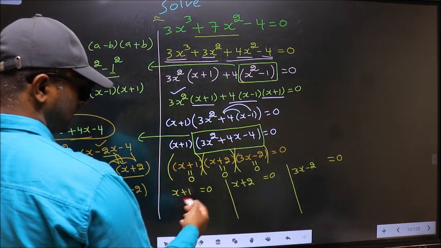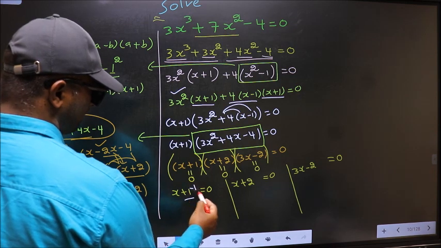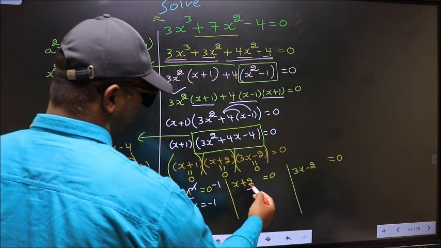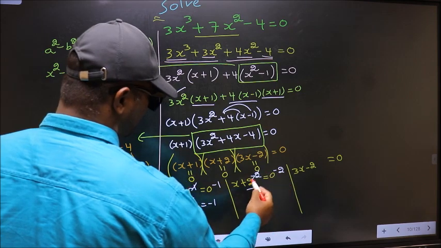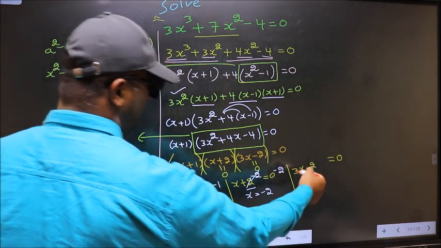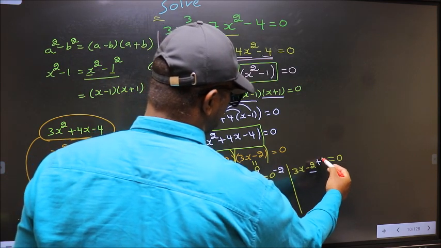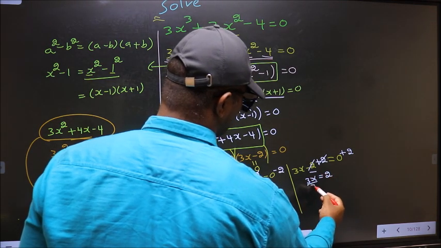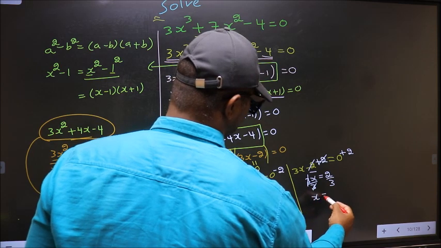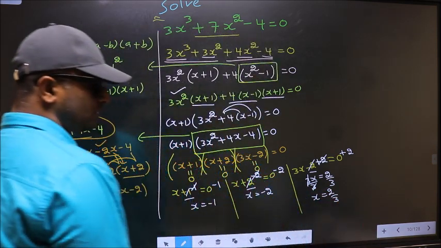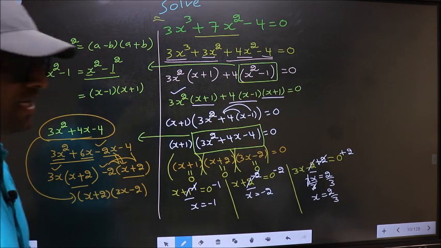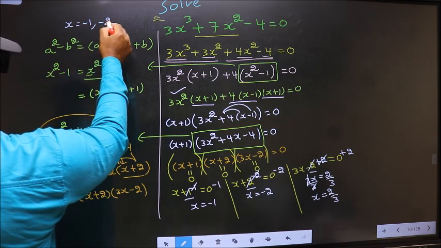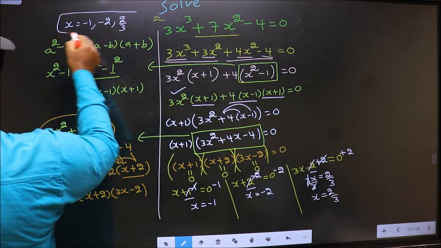Now to get the x value from here, we should remove +1, so you subtract 1. We get x = −1. Now here we should remove +2, so you subtract 2. You get x = −2. Now here first we should remove −2, so you add 2. We get 3x = 2. Now we should remove 3, so divide by 3. You get x = 2/3. So the x values that we got are −1, −2, and 2/3. This is our answer.